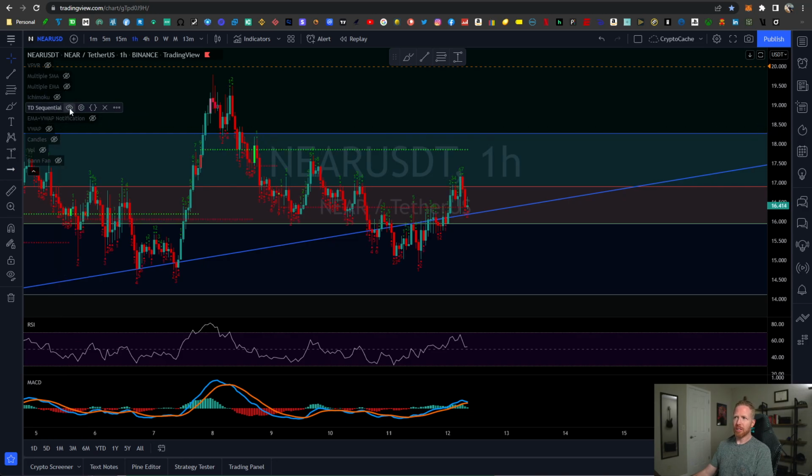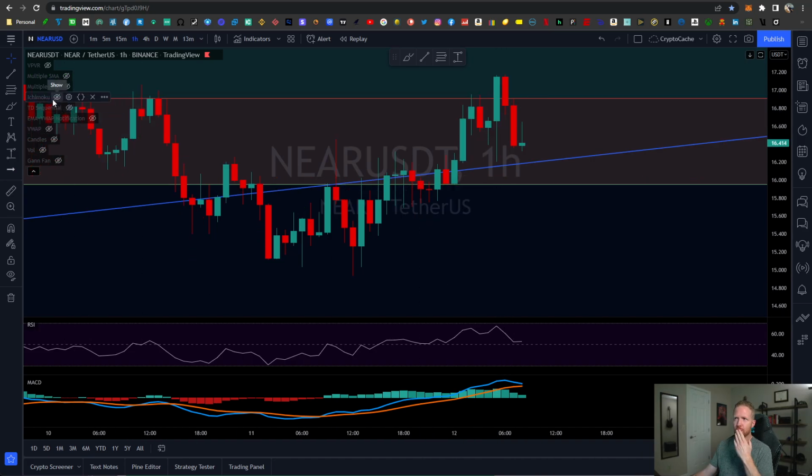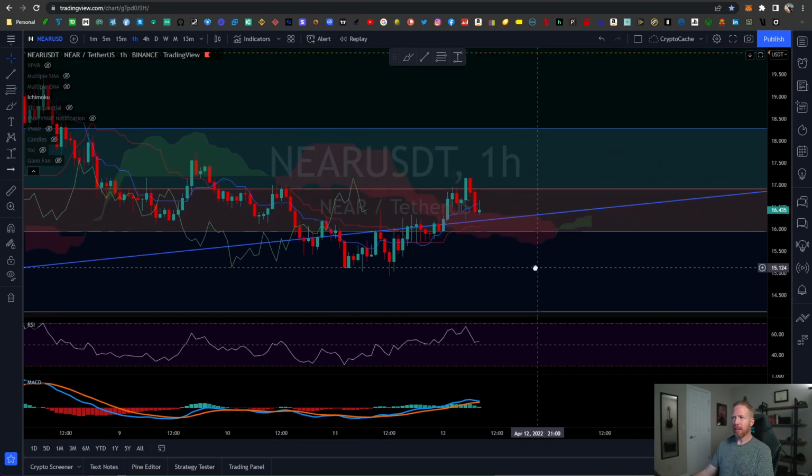That being said, let's take a look at the sequential on the 1 hour. We can really see here, all in all, nothing too crazy. We're kind of just hitting 6s and 5s, and then again a 7 here recently. So there's not much to really extract from that. But what we can see here is that we are breaking back above the cloud. This is a very positive sign.